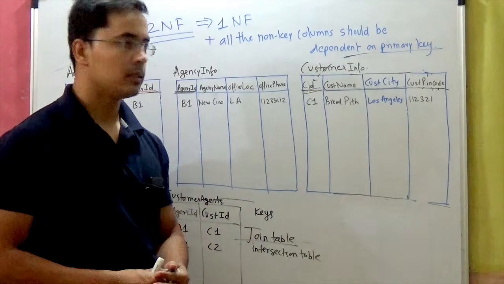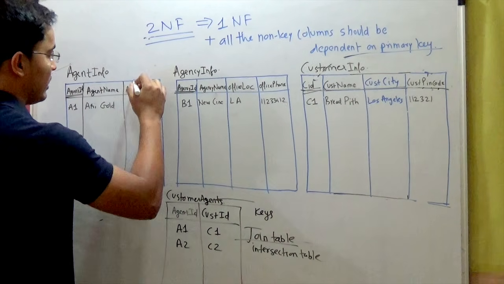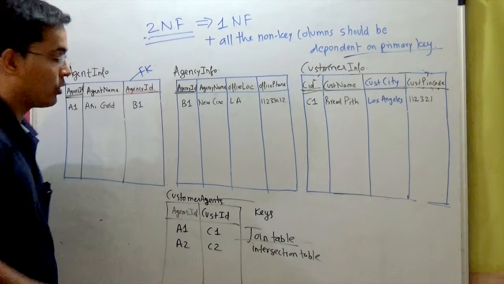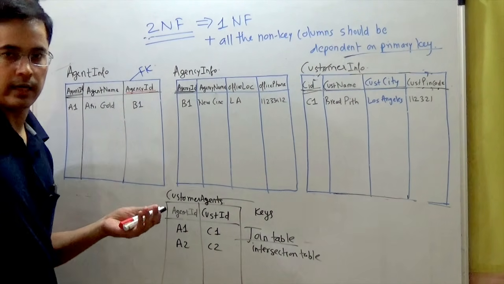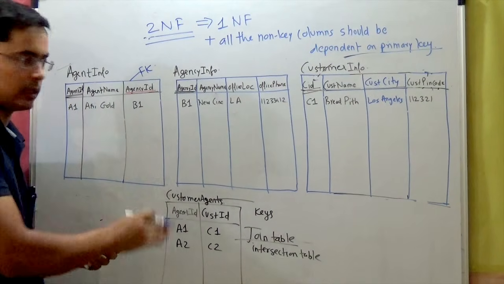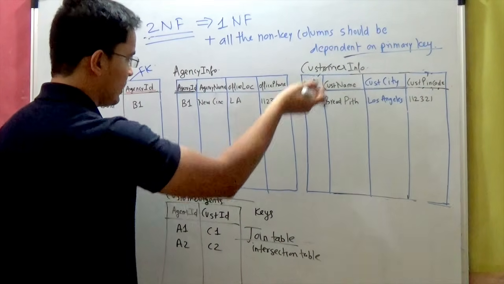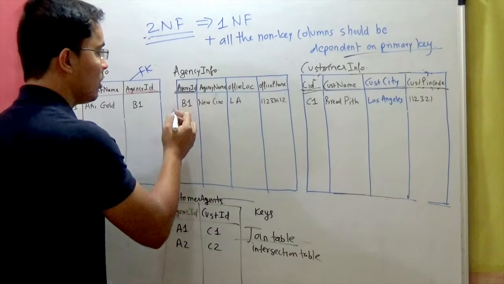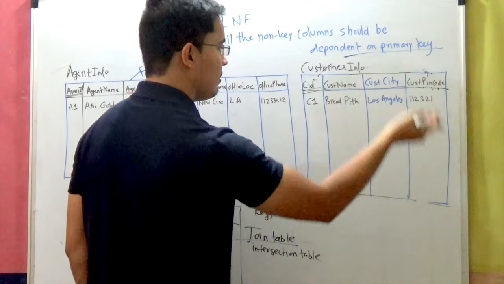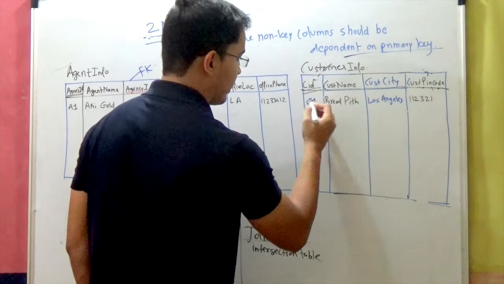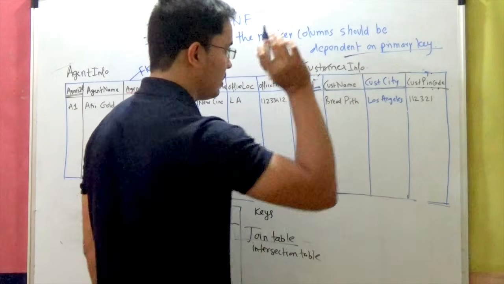All the non-key columns should be dependent on the primary key. So let's check here. Here, agency ID is a foreign key, so it's not a non-key column. The rest of the columns are dependent on agent ID because they describe the agent. Here, agency name, office location, and office phone are describing the agency, so they are dependent on the primary key. Here, customer city, pin code, and customer name are describing the customer, which is uniquely identified by this customer ID primary key. Hence, they are also dependent on the primary key.